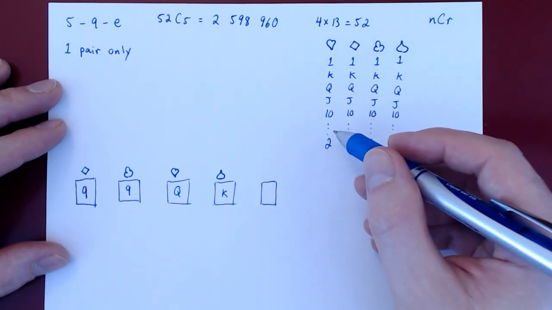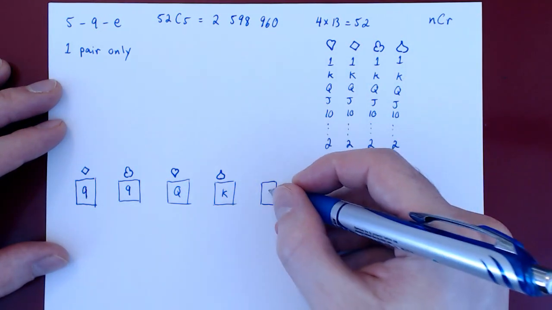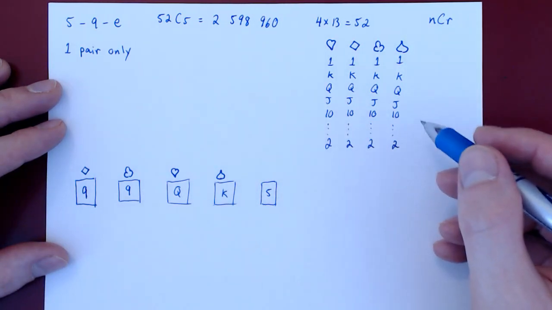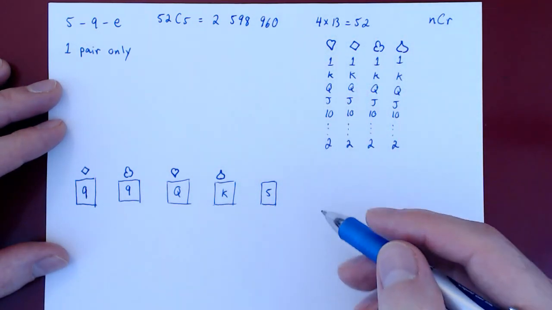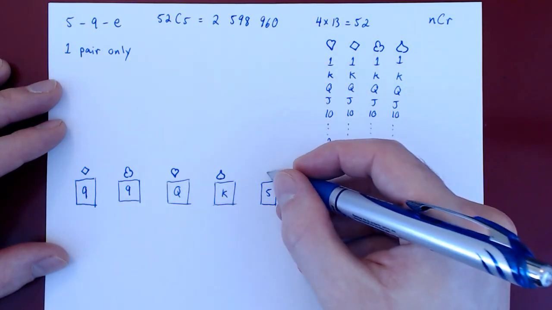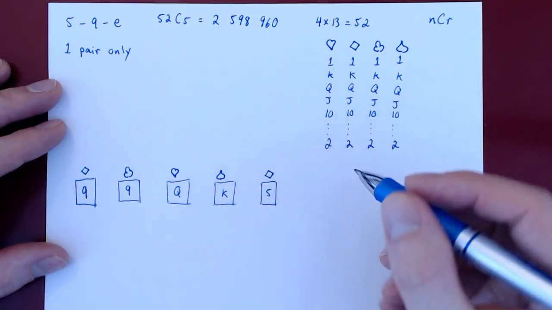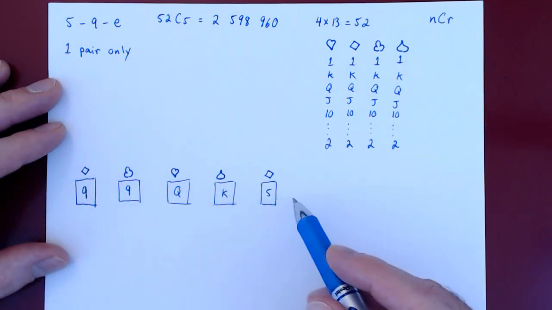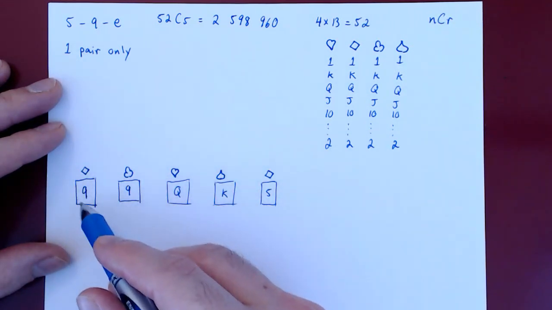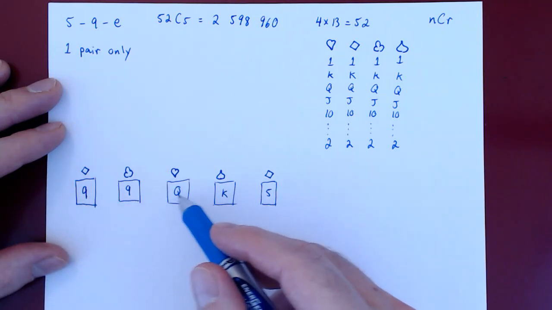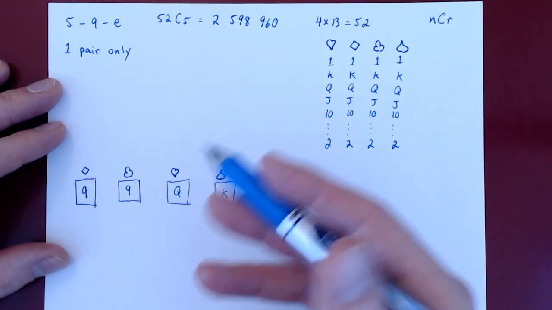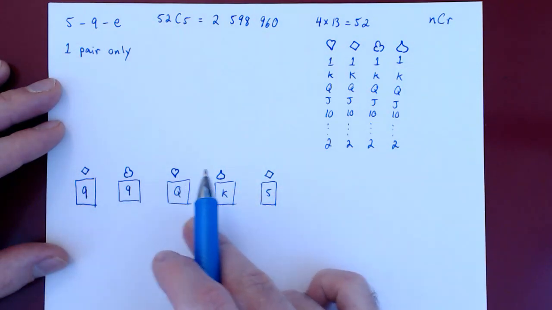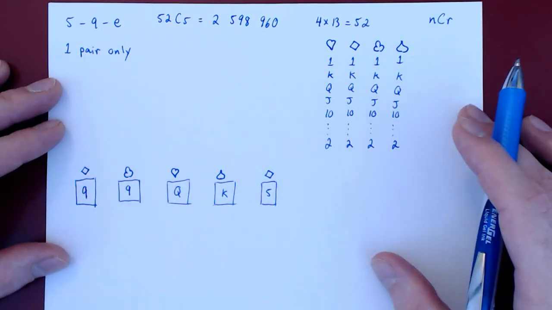Say it's a 5. And again, there are 4 possible 5s to choose from, one of the 4 suits. Say it's the 5 of diamonds. So now we have such a hand of 5 cards that contain one pair only, so one pair and nothing stronger. No other pair or triple or quadruple. One pair and nothing stronger.